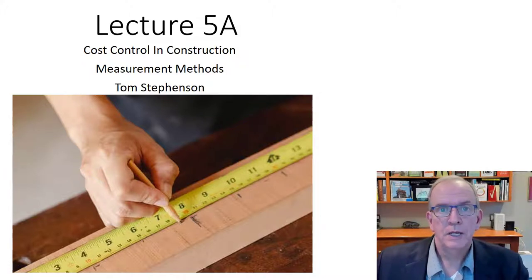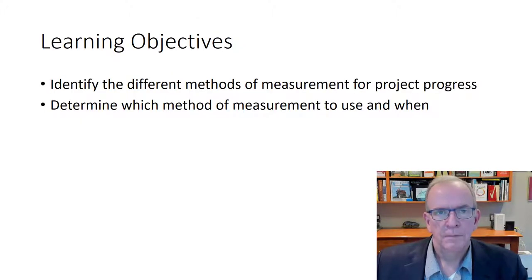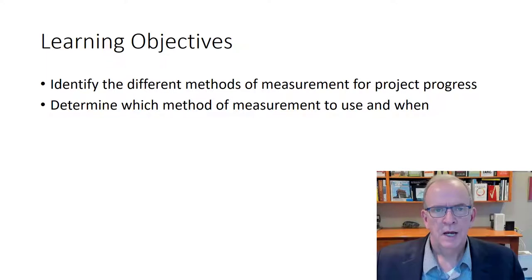Today we're going to be looking at measurement methods. In the last lecture, we left off and just named the different measurement methods that you can use in cost control. One of the things that people don't really get is that there are different ways of measuring things, and each has its advantages and disadvantages as far as being able to tell more closely or exactly where you're at on a project with regards to costs.